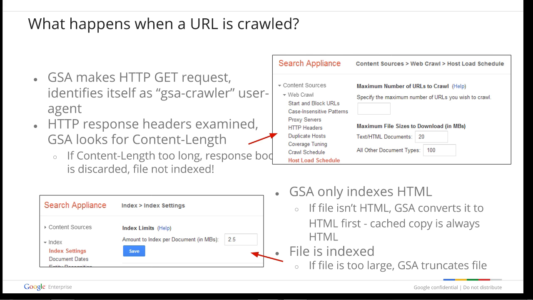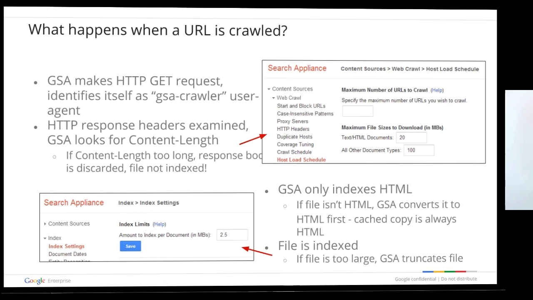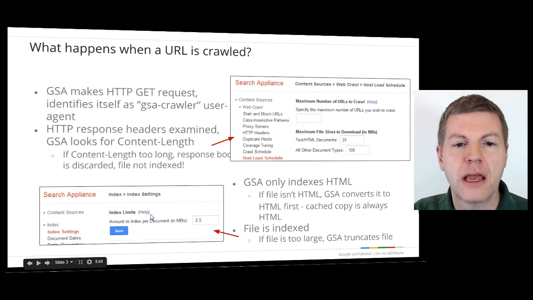You can specify maximum document sizes on the host load schedule page. The defaults are very large and usually don't have to be increased. Then the GSA will need to actually look at the response body. If it's not HTML, the GSA will convert it to HTML. The GSA only indexes HTML, but it has converters for most common file formats. Finally, if the HTML size exceeds the amount set on the index settings page, the GSA will truncate the file and index only that amount.